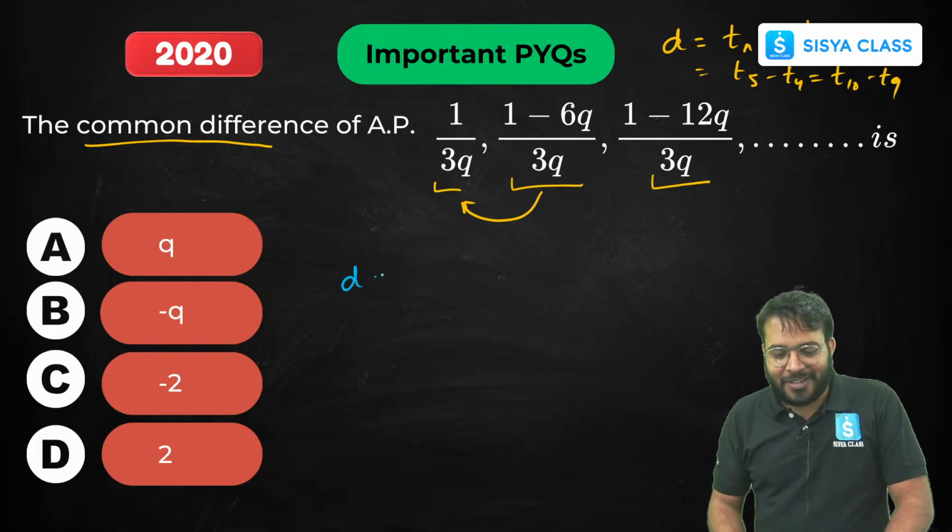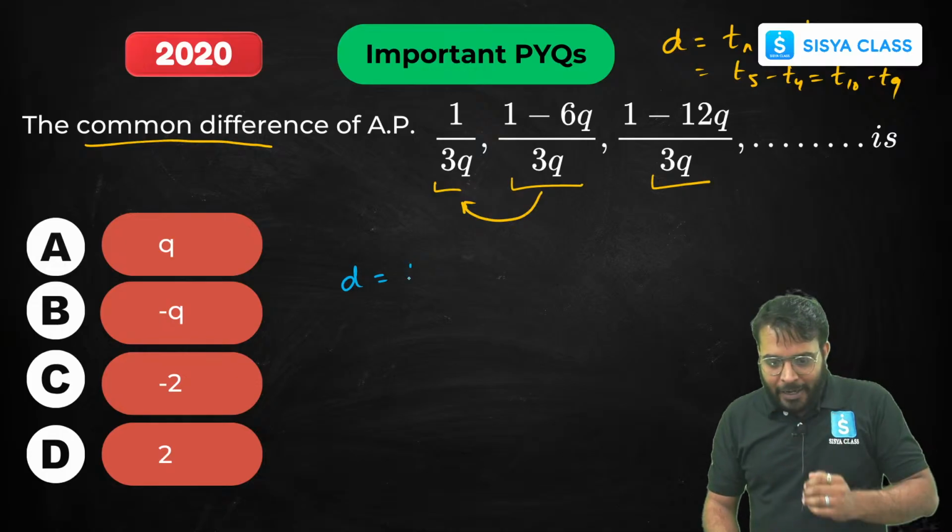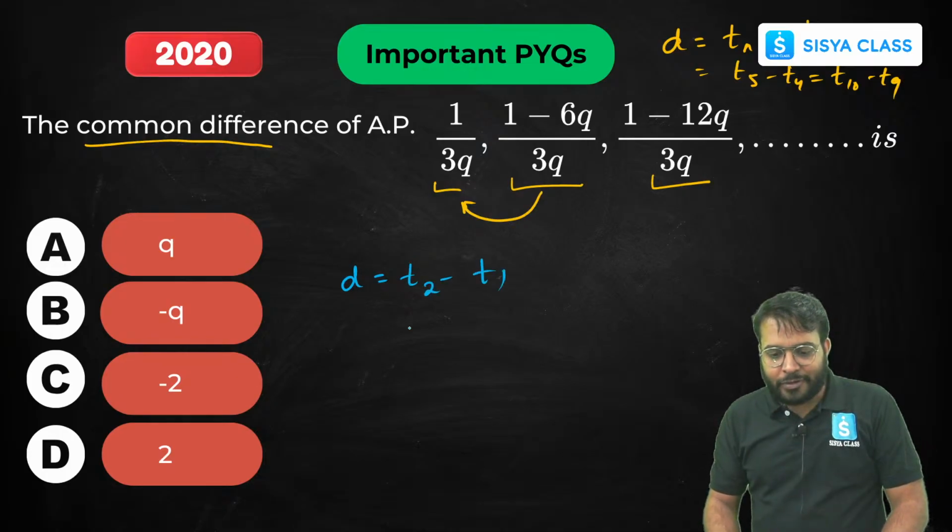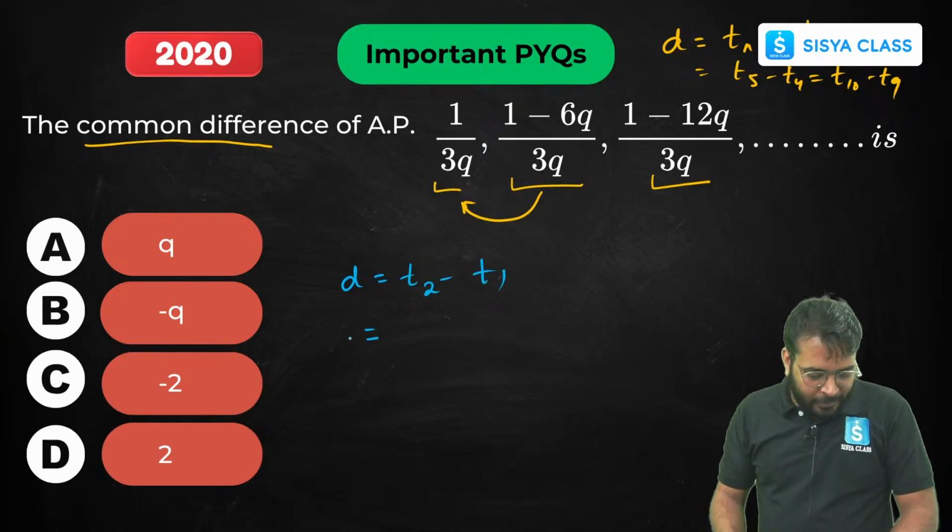So what is common difference? Common difference is going to be my second term minus my first term. All right, second term minus first term. Okay.